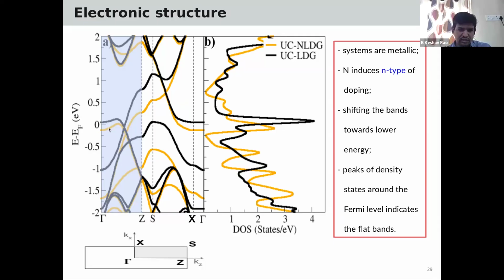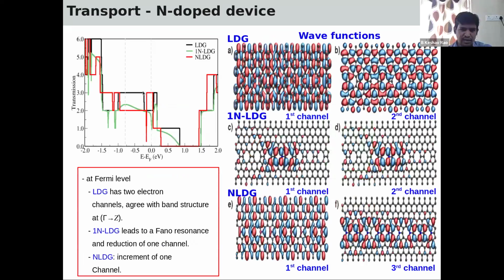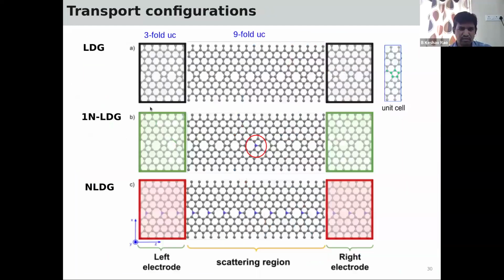We can see the intersection of the curves here. The Dirac cone is not split here, just shifted down. Further, a single nitrogen is also doped, and nitrogen is doped throughout the line defect and without nitrogen. So this is the transport setup. If you draw the transmission curves, the black curve represents the pristine, the red represents the N-doped throughout the line defect, and the green represents a single nitrogen. The second one represents the green curve.